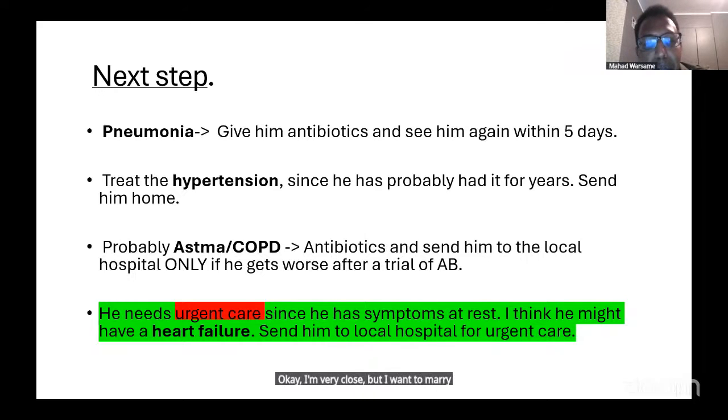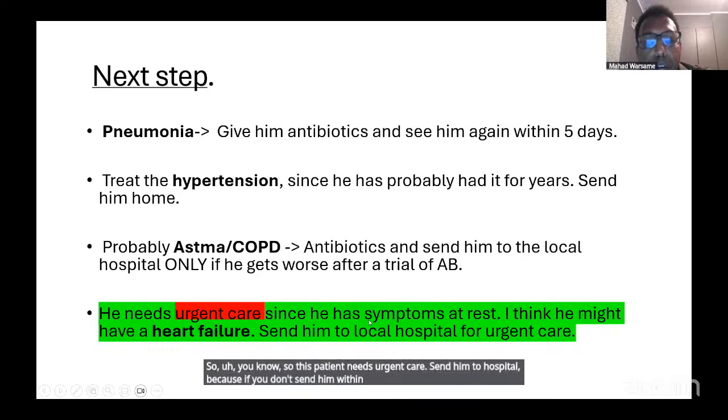Yes, yes, yes. So this patient needs urgent care. Send him to hospital, because if you don't send him within 1 or 2 hours, he will be in respiratory failure. So the correct answer is heart failure, urgent care, and send him to the hospital.